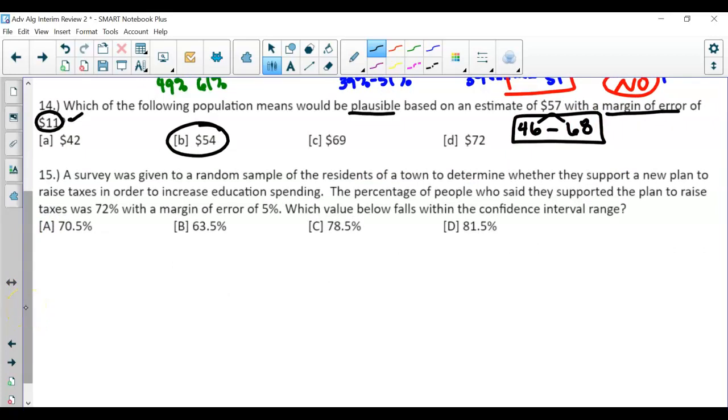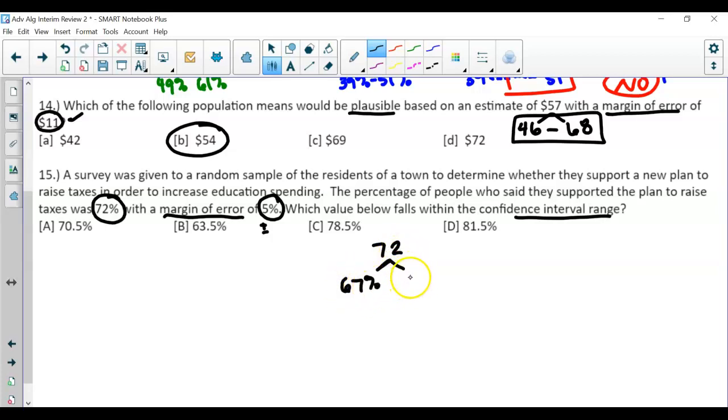Then same thing here. You're given a margin of error of 5%. This is what we're going to add and subtract to that percentage of people who support the taxes at 72%. We're looking to see which value falls within the confidence interval range. So again, we're going to create that interval. We're going to add and subtract 5. So now we're at 67% and we're at 77%. So that's why here, if you look at the percentages, the answer is A. 63.5 is below and 78 and 81 are above.